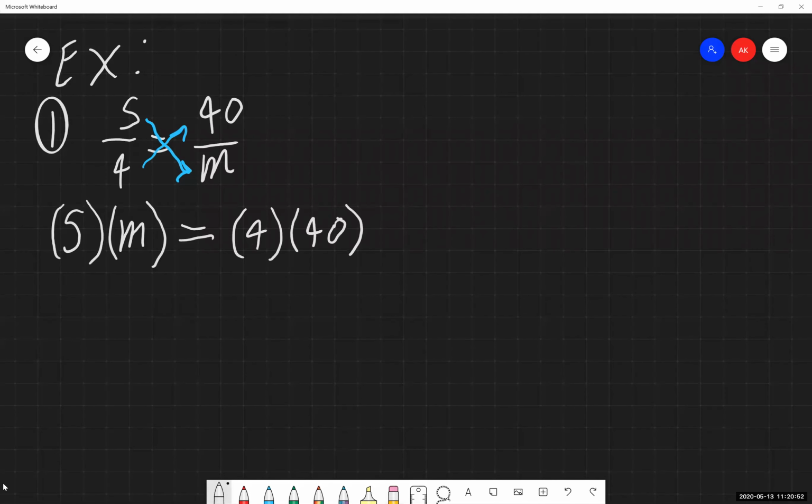So we have that there. Simplify each side of the equation down before we do anything else. So 5 times m gives us 5m. On the opposite side, we have 4 times 40, which is going to give us 160, assuming my mental math is correct today.